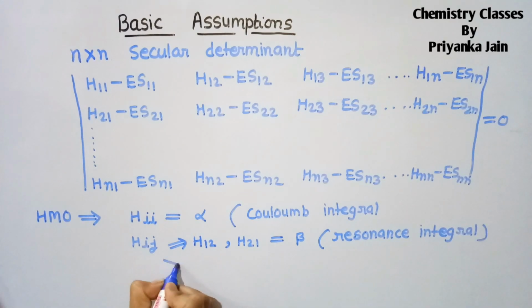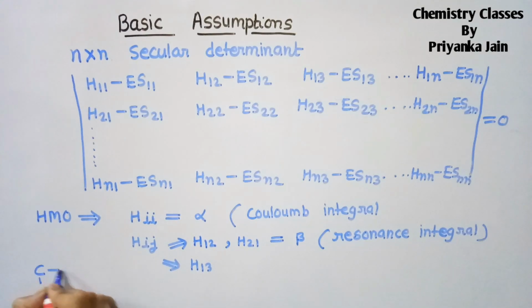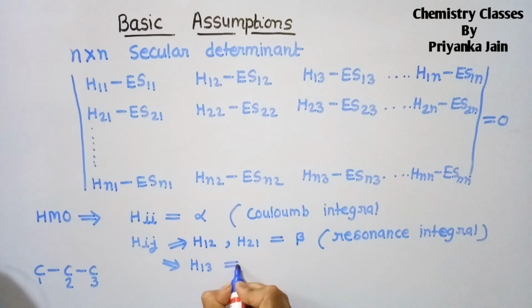And when there is no direct bond between the two carbon atoms, suppose we take the case of H13 in the linear polyenes, if we see this one, C1, then C2, then C3, there is no direct bond between these two carbon atoms, so the value of this will be equal to 0, right?